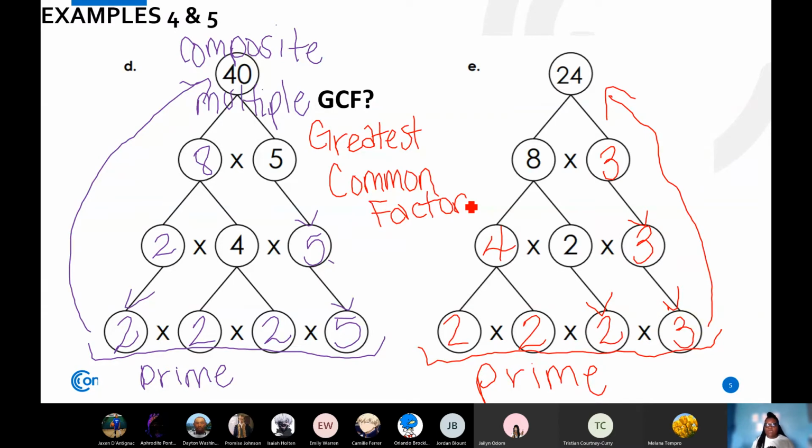Look at those two trees. What's the largest factor that they both have in common? Turn on your mic when you have the answer for us. 8. Very good. 8 is the greatest common factor between 40 and 24. I'll give you a second to finish writing this, and Miss Neville will be going on in a moment.